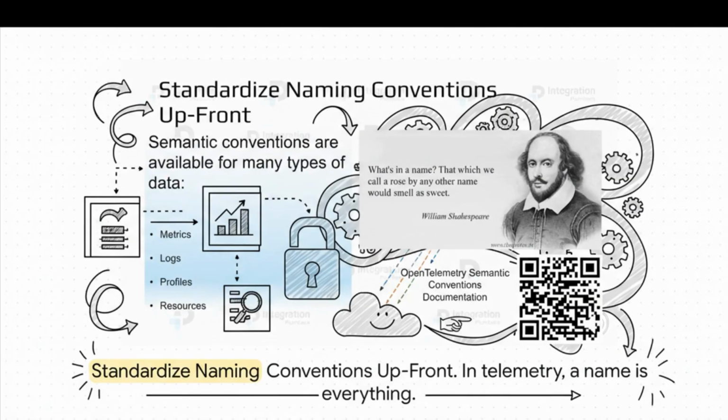Strategy number 4 is all about getting organized right from the get-go. Standardizing your naming conventions for traces, metrics, and logs is absolutely crucial. When your whole team uses the same semantic conventions, your data becomes searchable, understandable, and it's infinitely more valuable.